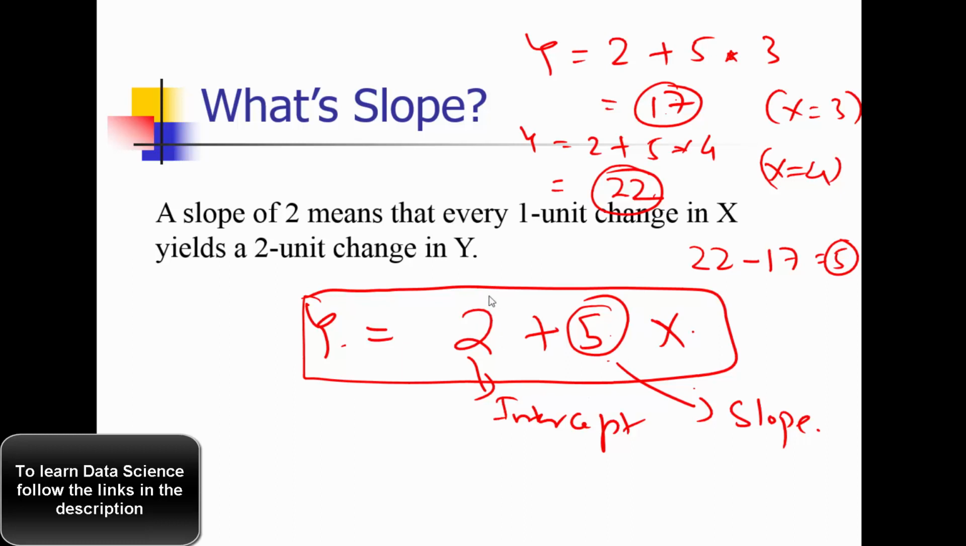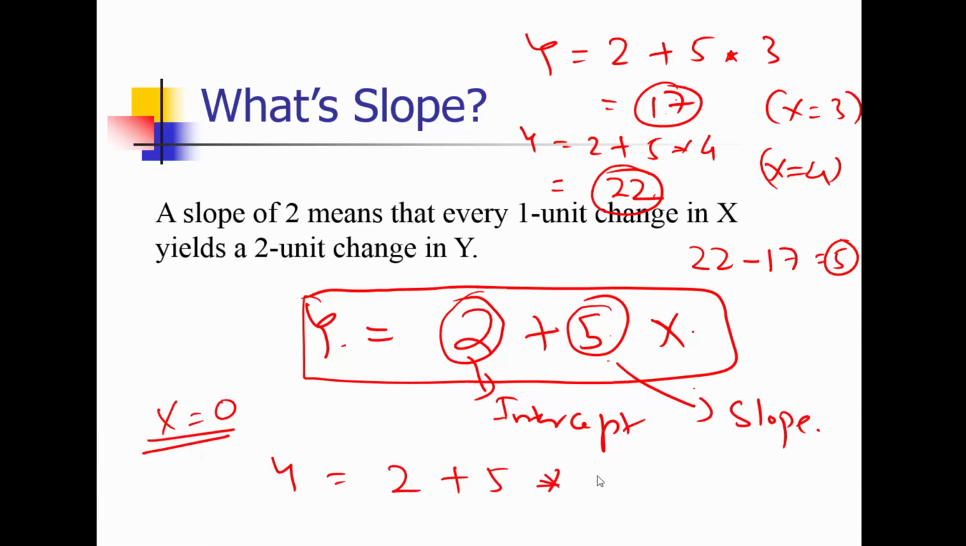And how do we define the intercept? Take x equal to 0. When x is 0, or x is at the origin, what happens to y? y equals 2 plus 5 multiplied by 0, which is 2. So when x is 0, y takes the value 2, and that is exactly equal to the intercept. So the intercept is the value of the dependent variable when the independent variable is 0. This is the basic definition of intercept and slope.